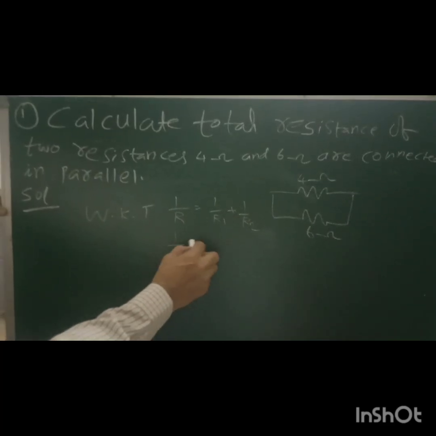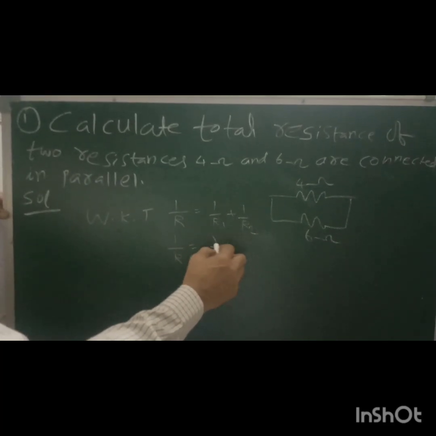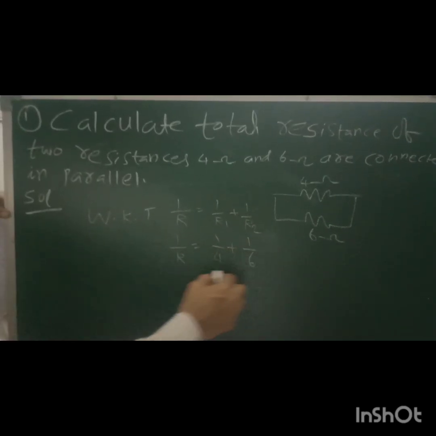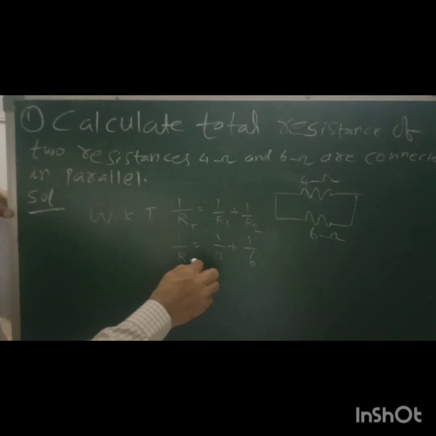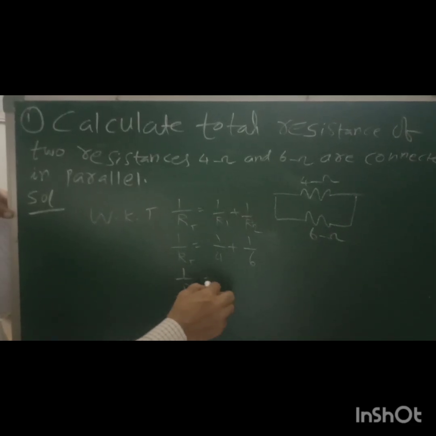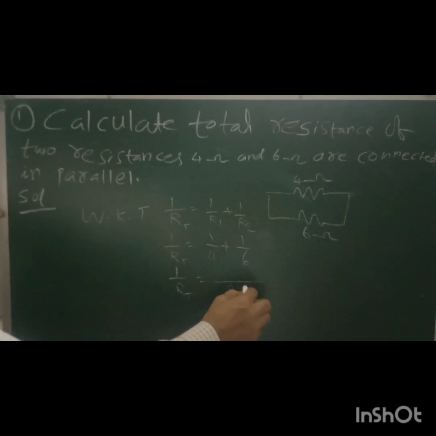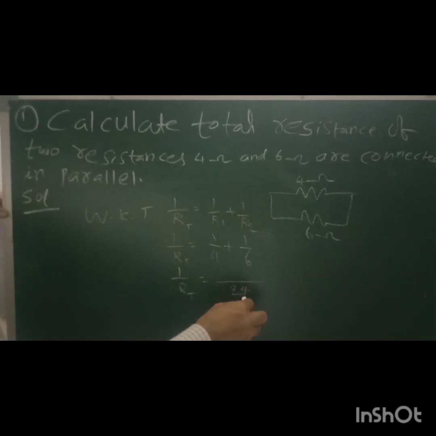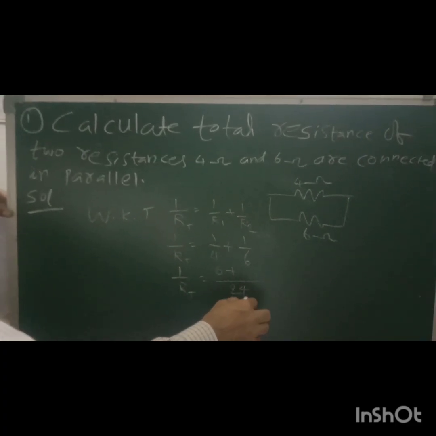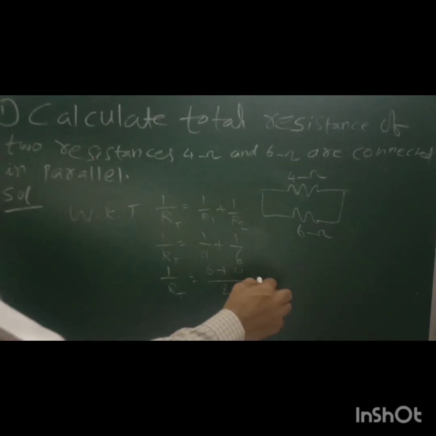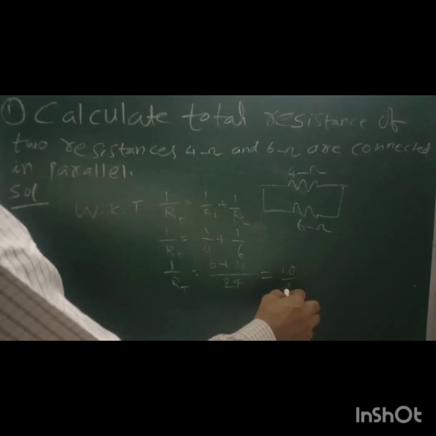1 by R is equal to 1 by R1. What is R1 here? 4 ohm, plus 1 by R2, 6 ohm. 1 by RT means total resistance. What is the LCM here? 4 and 6, LCM is 24. In 24, 4 goes how many times? 6 times. In LCM 24, 6 goes how many times? 4 times. That implies 6 plus 4 is equal to 10 by 24.